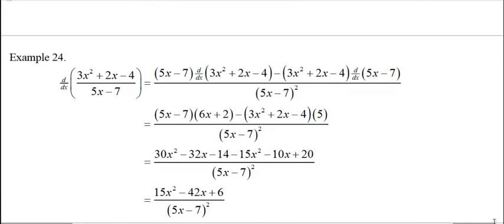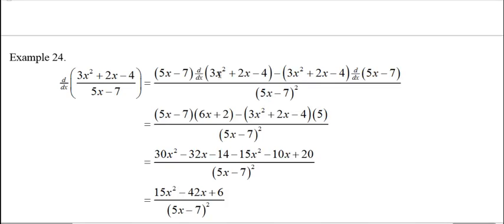So let's look at how that works in an example. Here we have an example, 3x squared plus 2x minus 4 over 5x minus 7. So we want to take that derivative, we can use the quotient rule. So it's the bottom, 5x minus 7, times the derivative of the top, minus the top, that's this quadratic, times the derivative of the bottom, over the bottom squared. I always write that out so you can see exactly what we did in terms of the quotient rule.